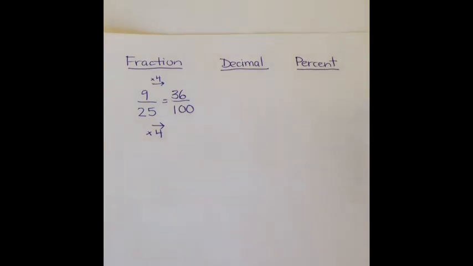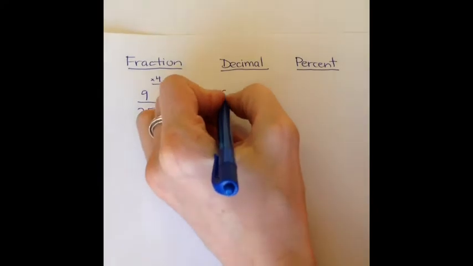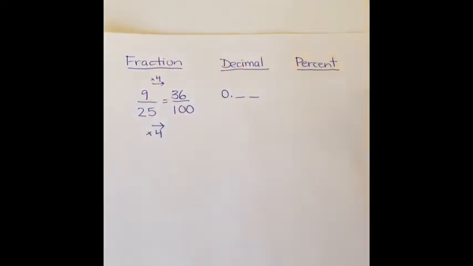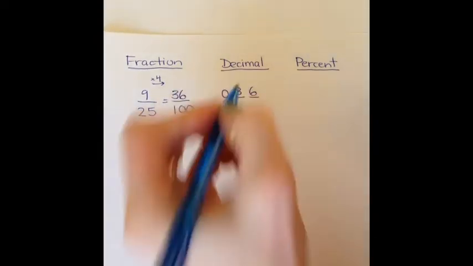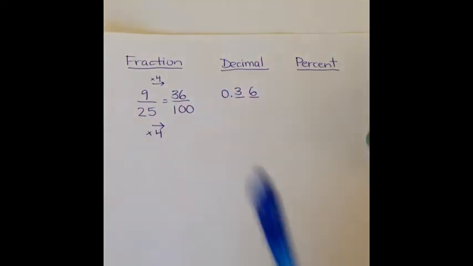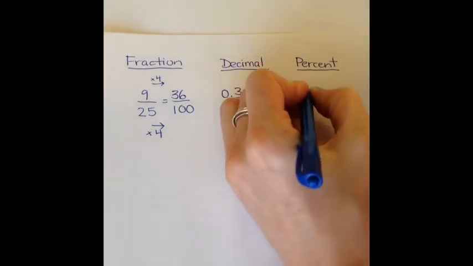To write 36 hundredths as a decimal, I need 2 places after the decimal for my hundredths, and I fill in my 36 hundredths. To write 36 hundredths as a percent, I already have a fraction out of 100, which is what I need for my percentage. So my percent is simply 36%.